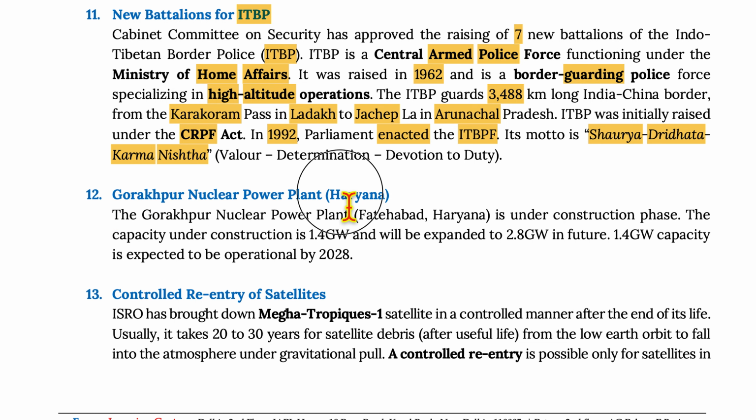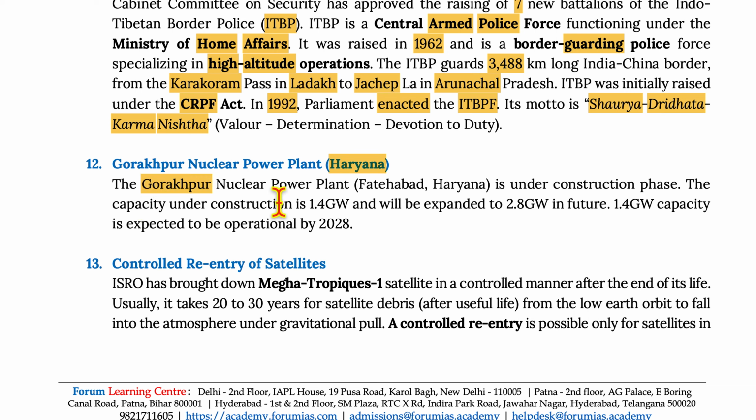Gorakhpur Nuclear Power Plant, Haryana. The Gorakhpur Nuclear Power Plant, Fatehabad, Haryana, is under construction. The capacity under construction is 1.4 gigawatts and will be expanded to 2.8 gigawatts in future. 1.4 gigawatt capacity is expected to be operational by 2028.